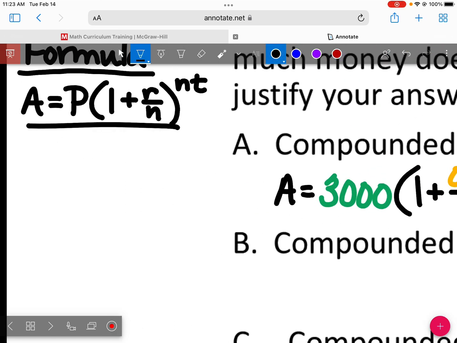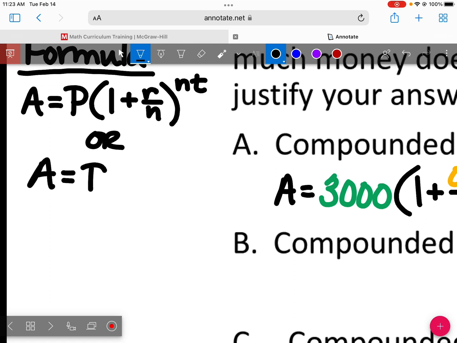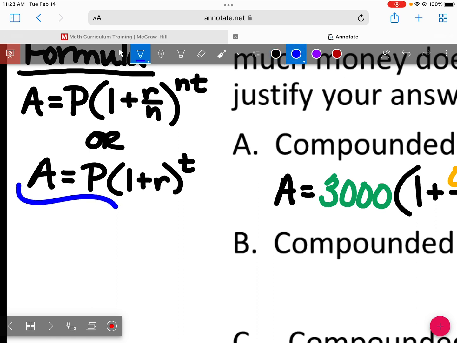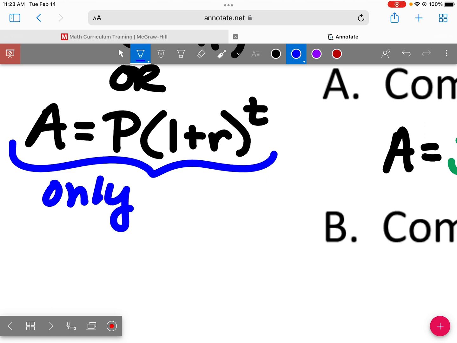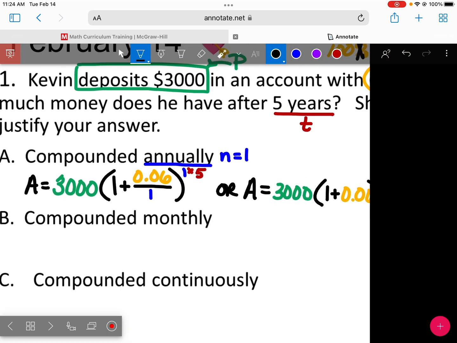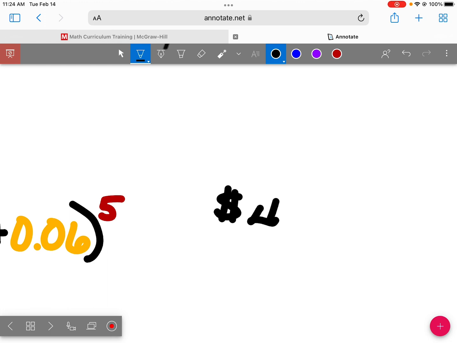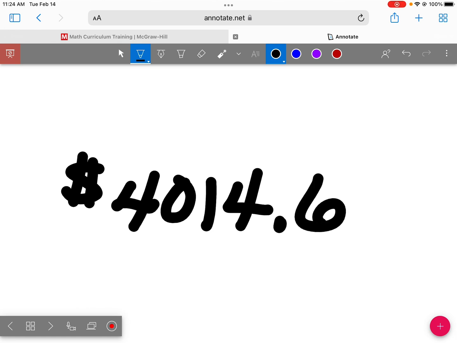So I can use this formula here, or we could use this formula only when n is 1, because it's the exact same thing. If I divide by 1, nothing changes. If I multiply by 1, nothing changes. What do you get when you pop this one in your calculator? 4,014. And what for the cents? 68 cents, yes.